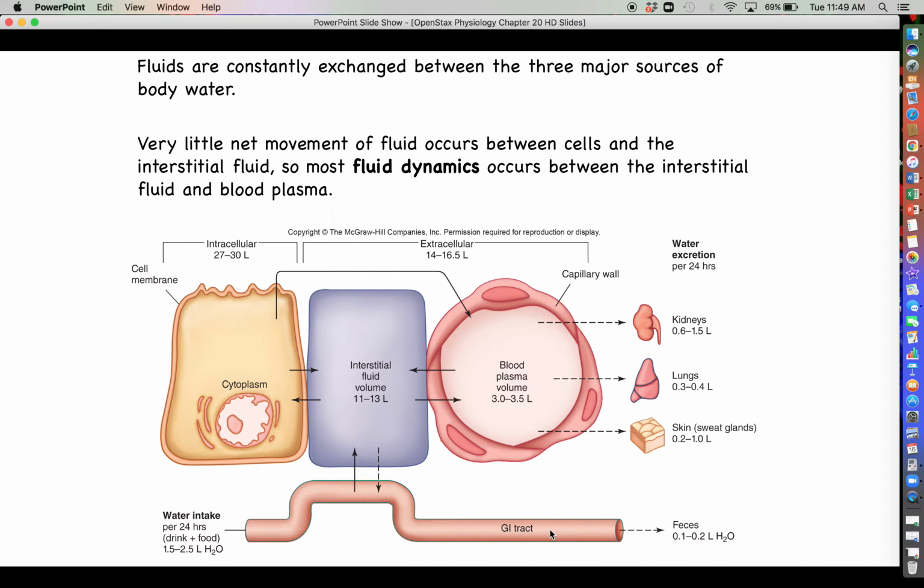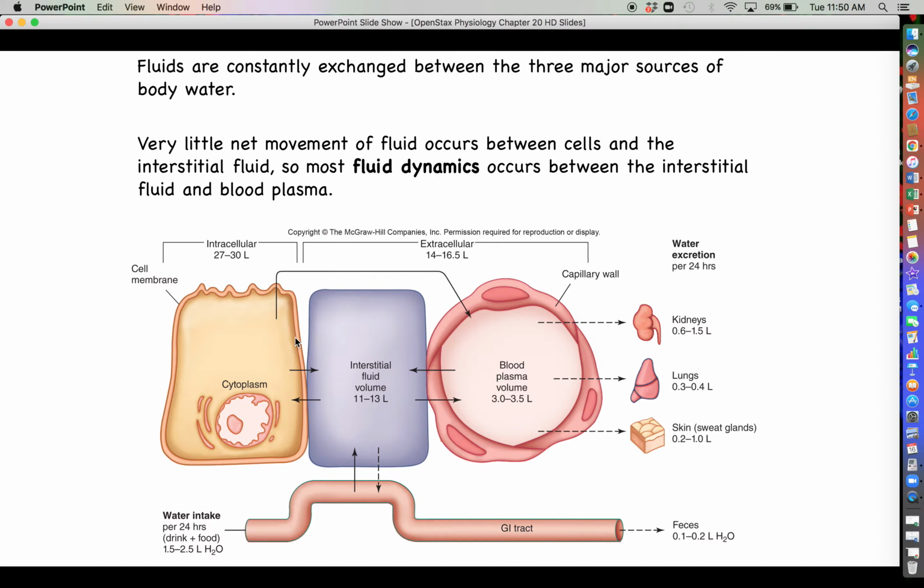So we have to also consider, how do you make up those losses? And of course the answer is water intake, both through the things that we drink and the things that we eat. So once those food and drink materials make their way through the GI tract, specifically the small intestine, we absorb that water into the interstitial fluid directly, where we can distribute it as needed between the three different compartments here.